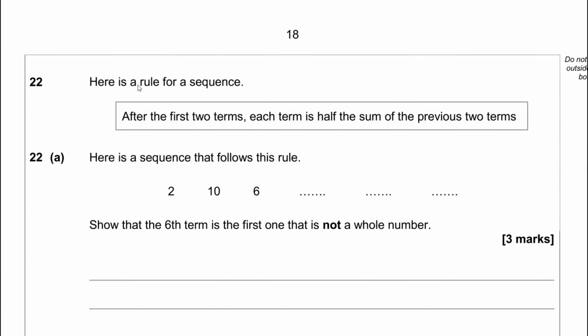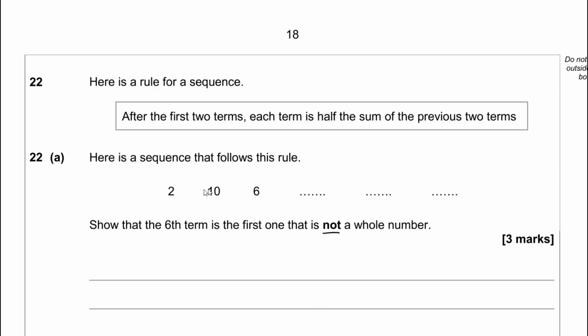22. Here is a rule for a sequence. After the first 2 terms, each term is half the sum of the previous 2 terms. And the first part, 22a, here is a sequence that follows this rule. 2, 10, 6, and something and something and something. We need to show that the 6th term is the first one that is not a whole number. So it might be a fraction or decimal.